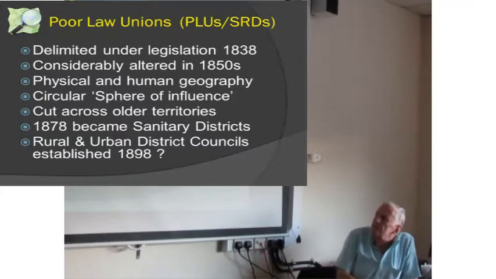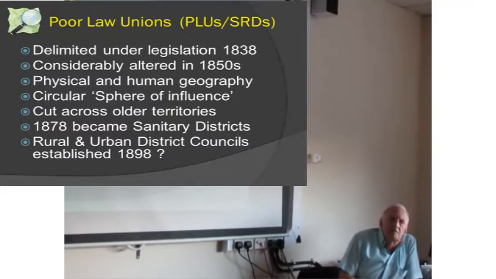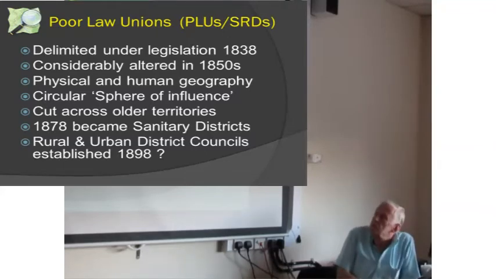A circular sphere of influence. They cut across townlands, civil parishes, baronies, and counties. They are a law unto themselves as far as boundaries are concerned. In 1878 they were adopted as sanitary districts, and I suspect, but I'm not sure, that they then turned into the rural and urban district councils, or were involved in setting those boundaries in 1898 when so much happened.